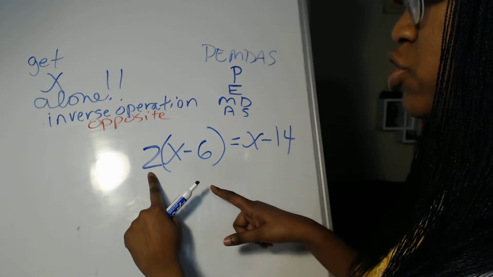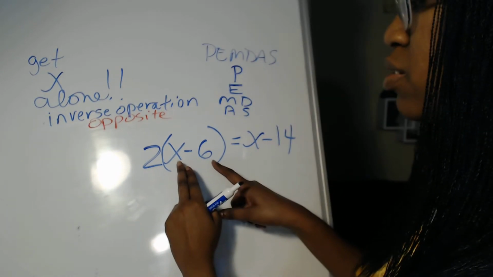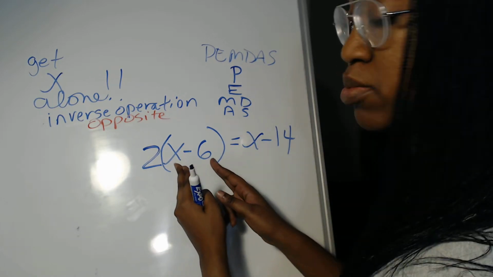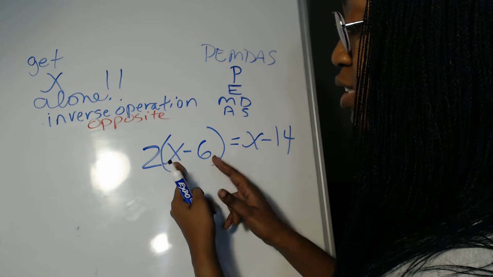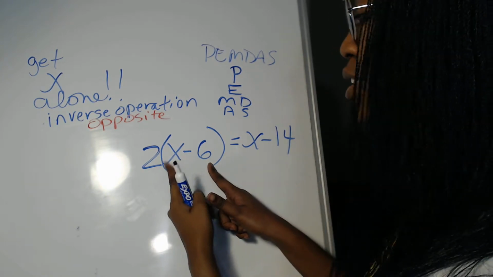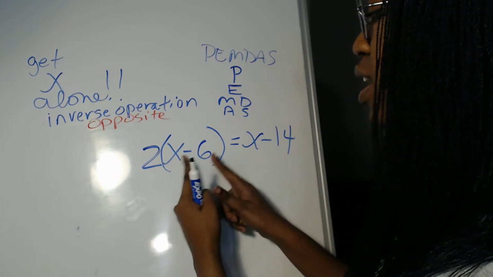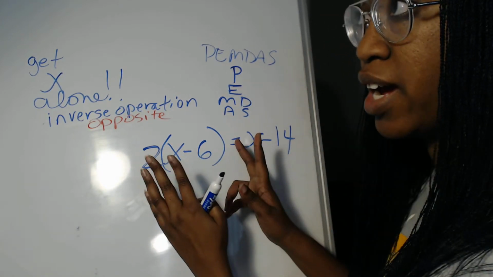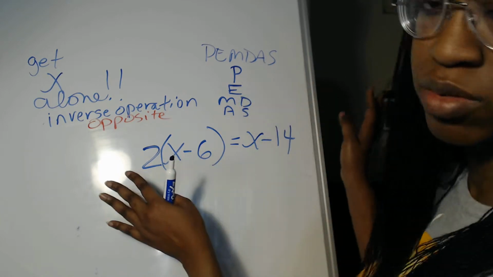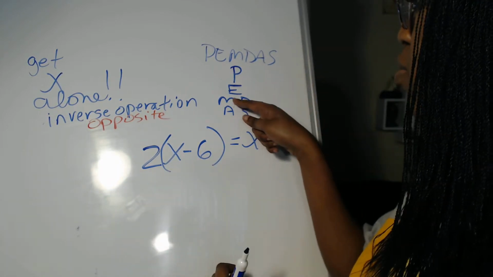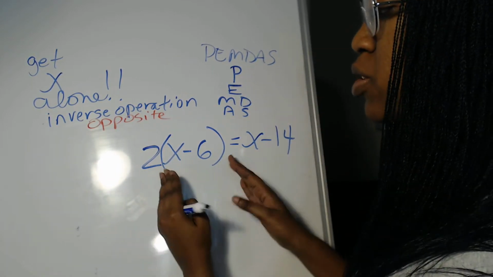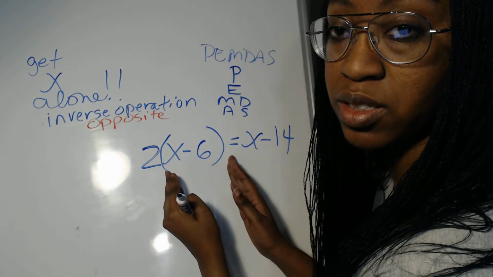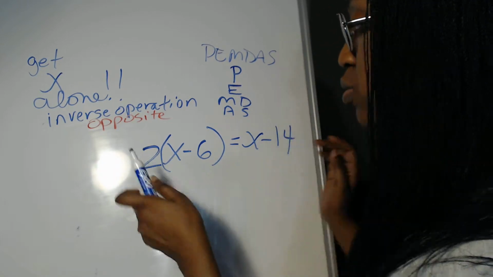Alright, so as I said, this is 2 times the quantity x minus 6. Can we combine these terms at all? The x and the 6? No, because this is a variable and this 6 does not have this particular variable on it. They are not like terms. So now we go to E, there's no exponents. Now we go to multiplication. This is being multiplied by this parentheses. So how do we deal with that?